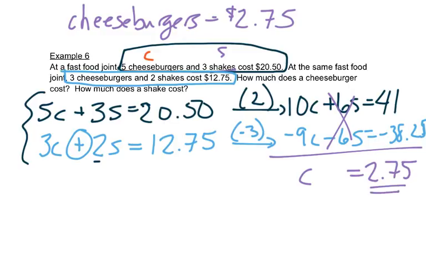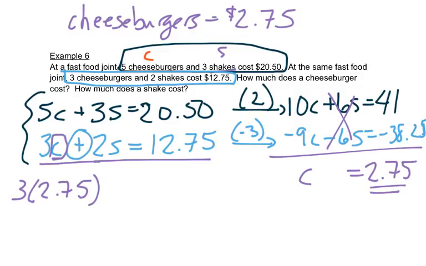Now it wants to know how much the shakes are as well, so I need to go back and use that in either one of my beginning equations. It doesn't matter which one, just choose the one that looks easiest. So this bottom one has some smaller numbers, so I might use it there. I'm going to plug that in place of C. So 3 times 2.75 would be 8.25.